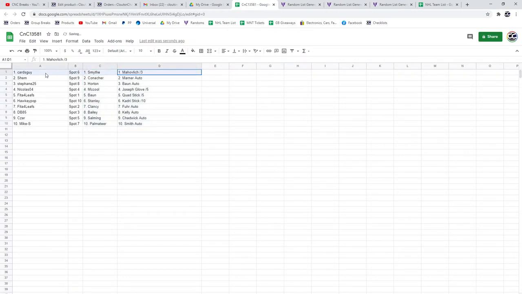The Mahovlich and Conn Smythe goes to Cards Guy. The Marner Auto and Connacher goes to Shem. The Bond Auto and the Horton Base goes to Stefan. The Joseph and McCool, Nicholas. Quad Stick goes to Fita for Leafs with the Bond.